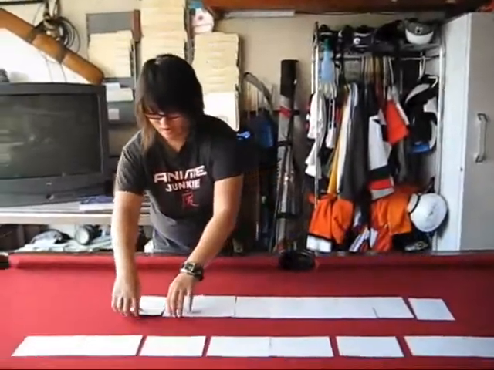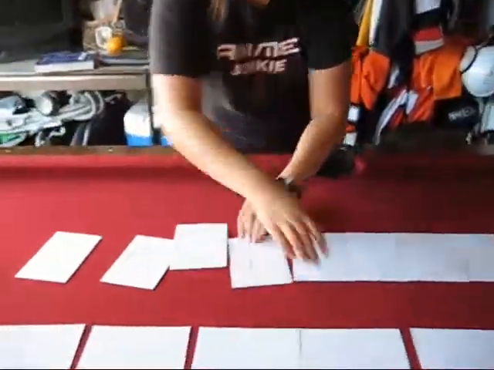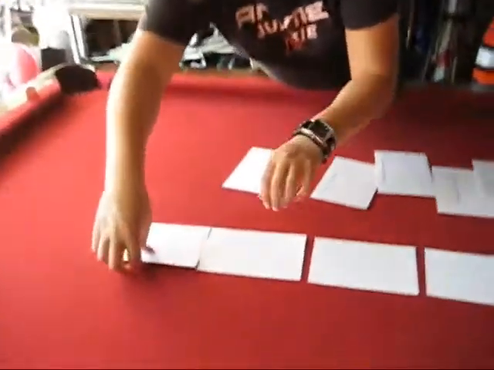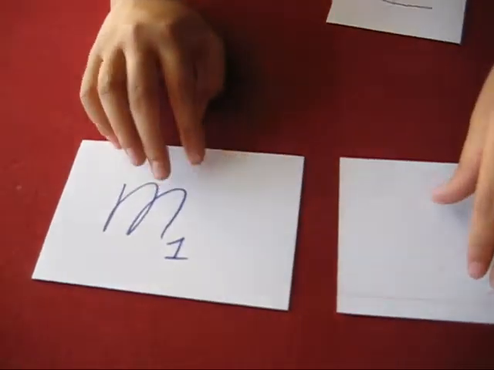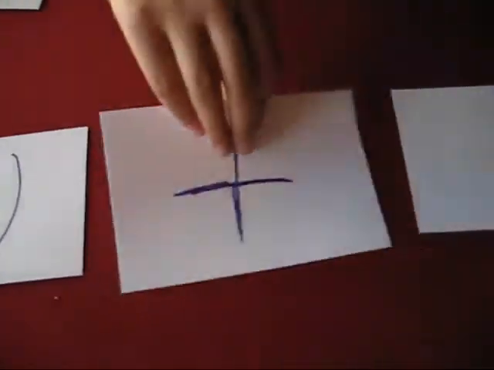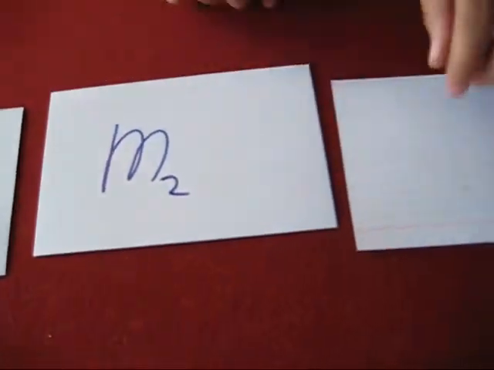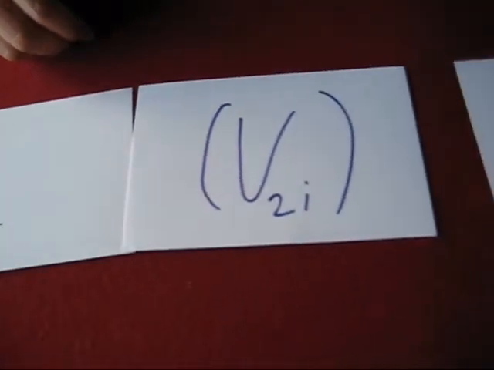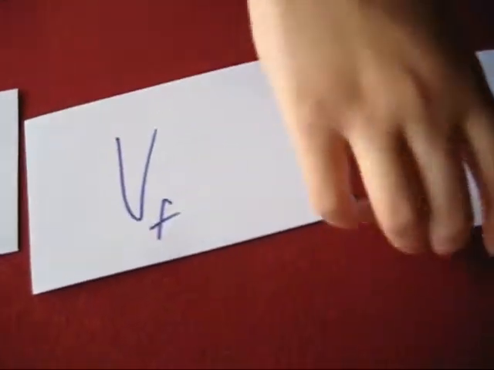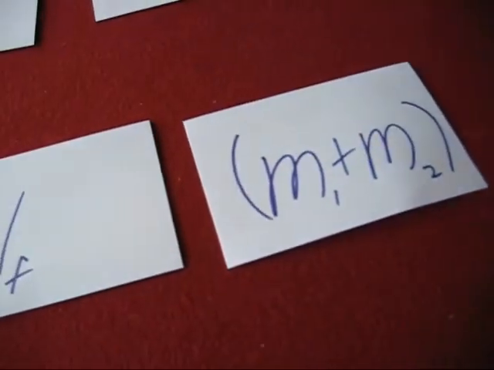Right, here we're explaining inelastic collision. And the equation for inelastic is the mass of the first object times the initial velocity of the first object plus the mass of the second object times the initial velocity of the second object equals Vf times the mass of the objects together.